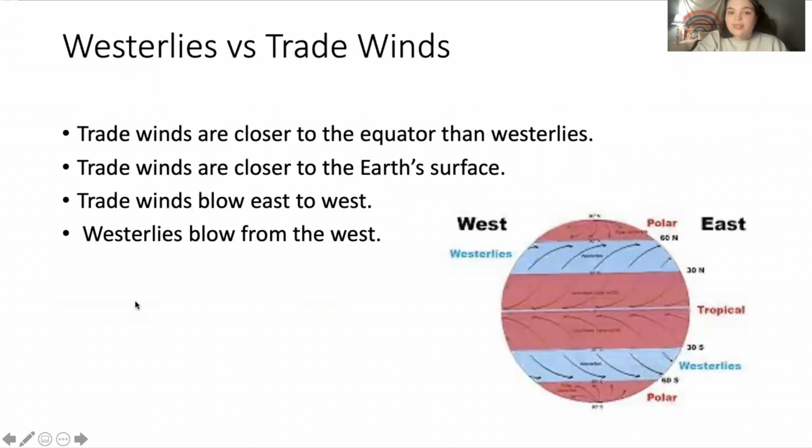The next thing that we're going to be talking about is westerlies versus trade winds. So basically, trade winds are a lot closer to the equator than westerlies are, and trade winds are closer to the Earth's surface. Trade winds also blow east to west, but westerlies only blow from the west.